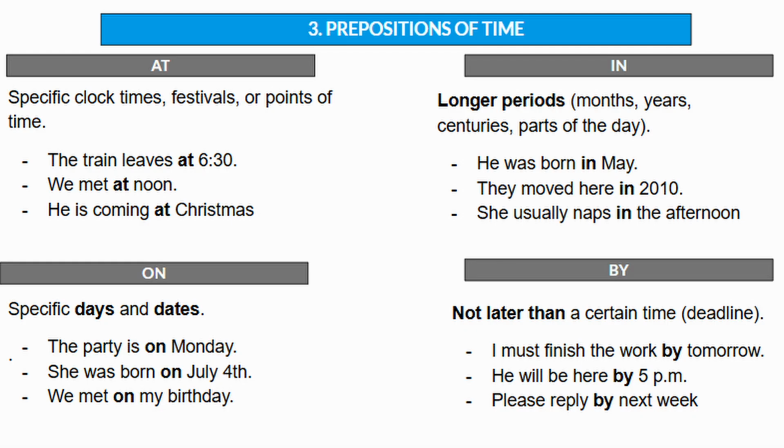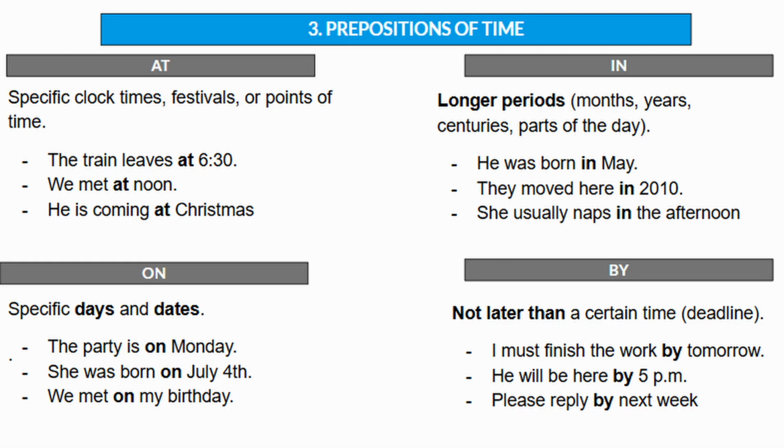Not later than a certain time means deadline. When you say that I must finish the work by tomorrow, for example, today is Tuesday, tomorrow is Wednesday, it means that on that very Wednesday, which is tomorrow, the work will be done. Don't wait for it to be done on Thursday. No, Thursday will be later, because the work will be done on Wednesday.